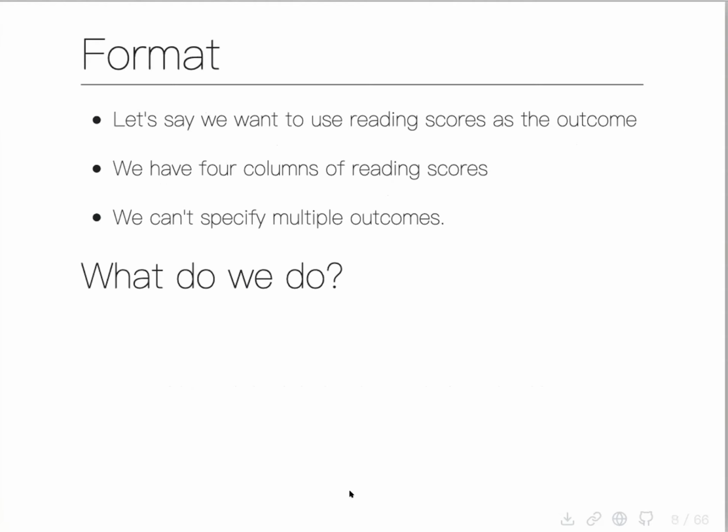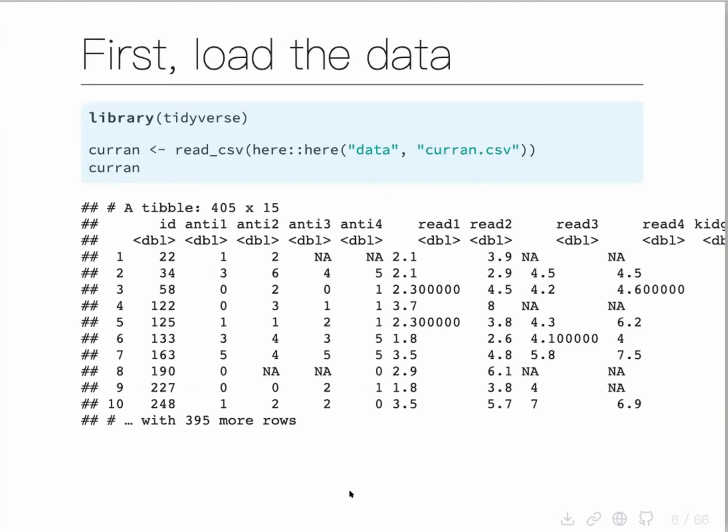The format of the data currently looks like this. We have an ID for a student, and then we have their antisocial skills score for the first time point, the second time point, the third time point, and the fourth time point. Then we have their reading recognition skills for the first, second, third, and fourth time points. And then something over there too. I can't see. Let me actually get this going in RStudio myself too.